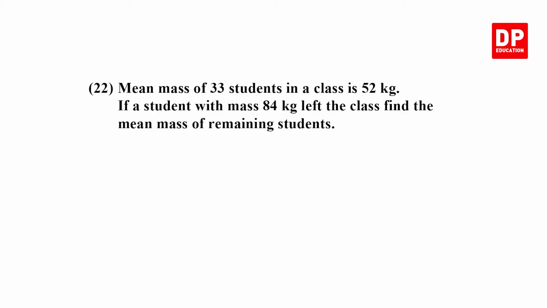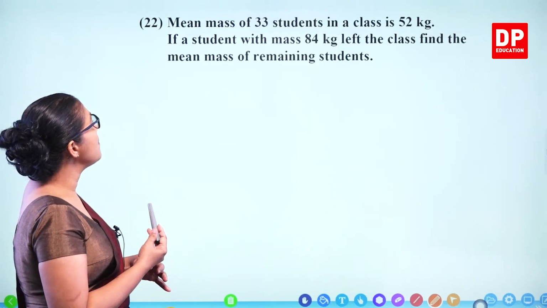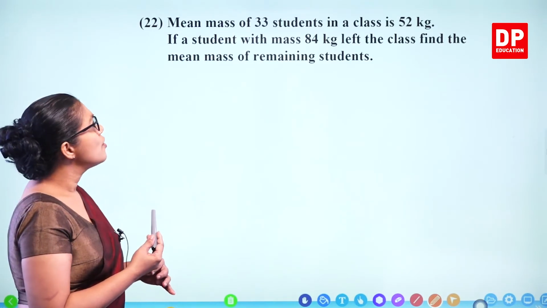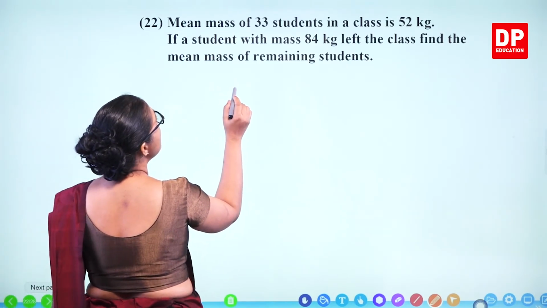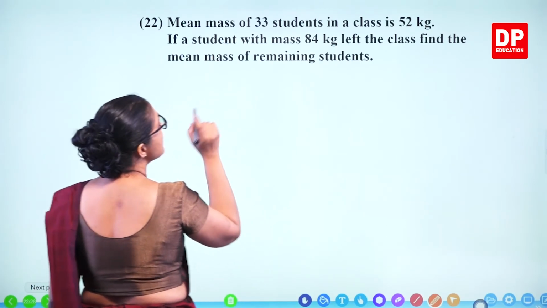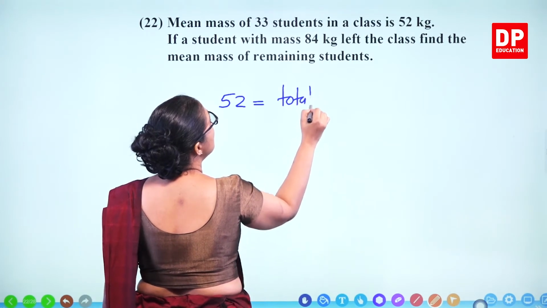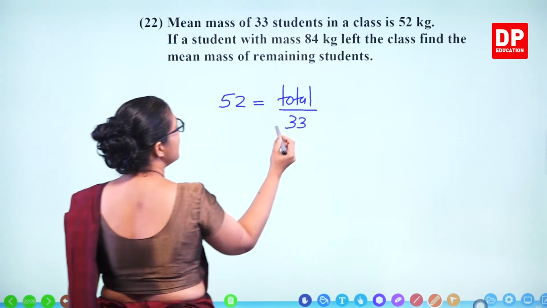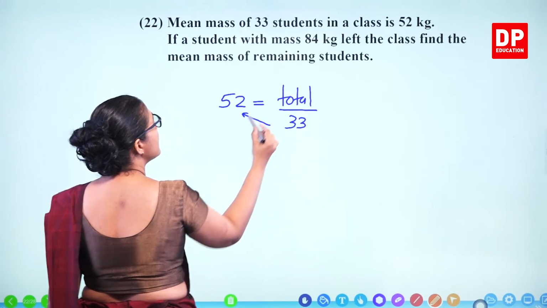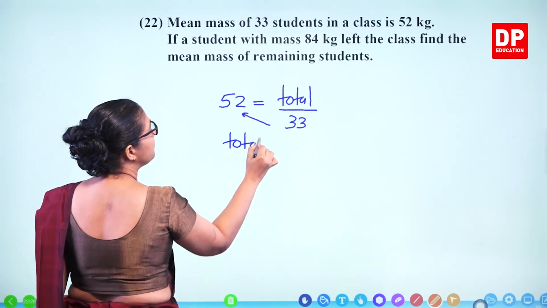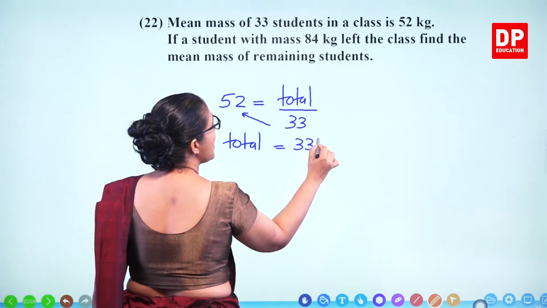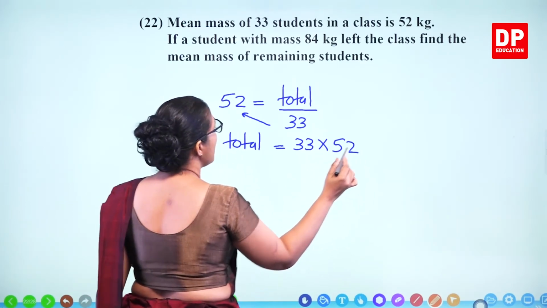Question number 22. Mean mass of 33 students in a class is 52 kilos. If a student with mass 84 kilograms left the class, find the mean mass of the remaining students. So what's the total? The mean mass of 33 students is 52, so mean is equal to total over 33. When you multiply, you get the total before: 33 times 52. So what's that?